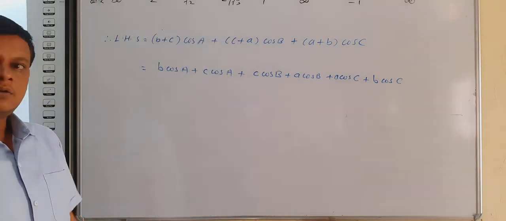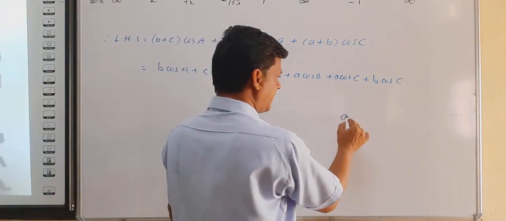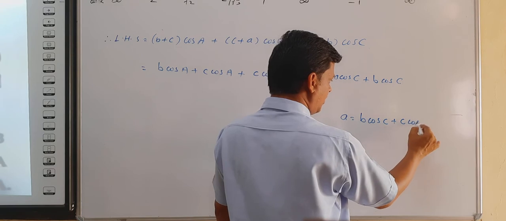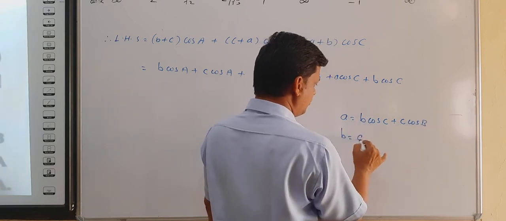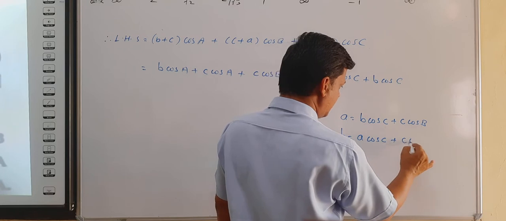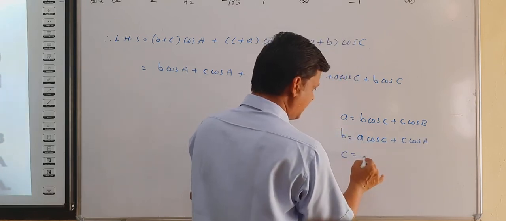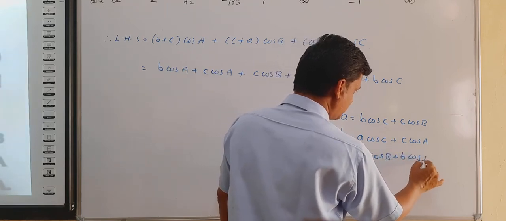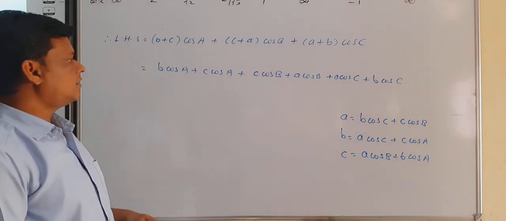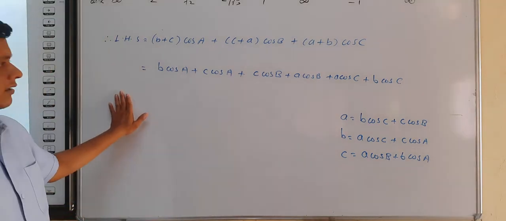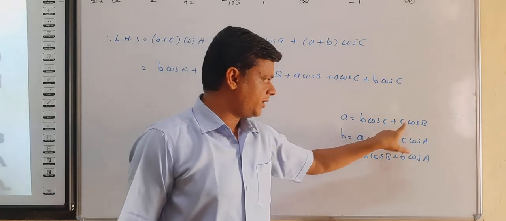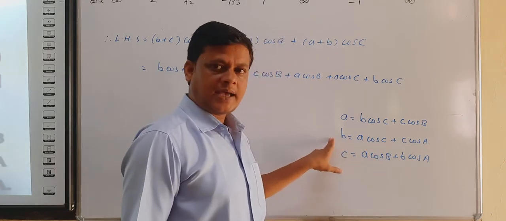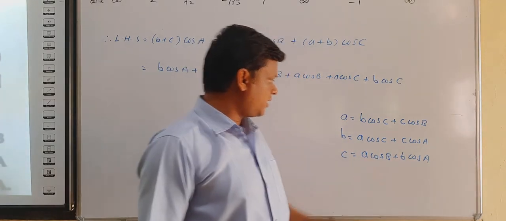Now we know the projection rule: a equals b cos C plus c cos B, b equals a cos C plus c cos A, and c equals a cos B plus b cos A. So using this, we have to write the value of b cos C plus c cos B as a, a cos C plus c cos A as b, and a cos B plus b cos A as c.